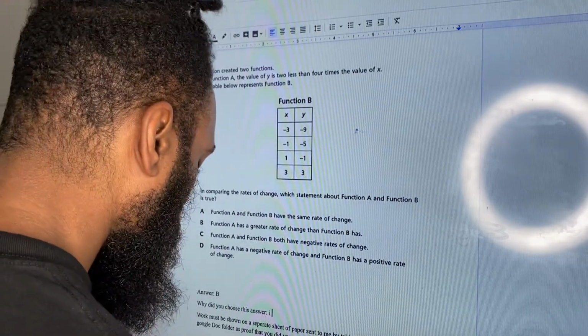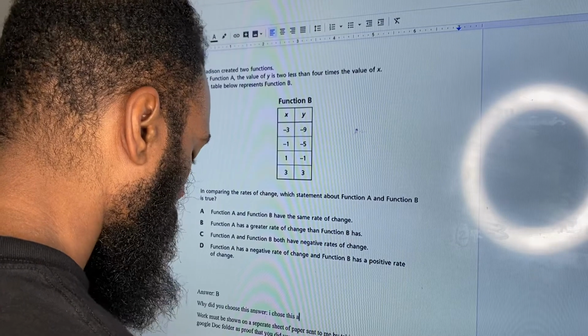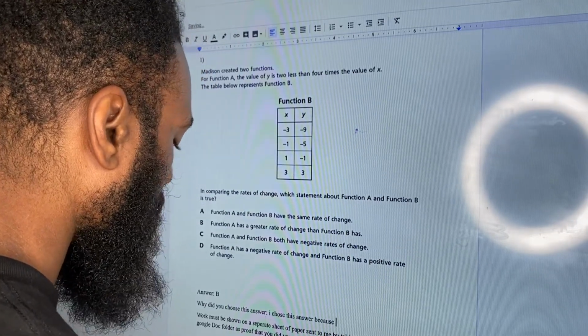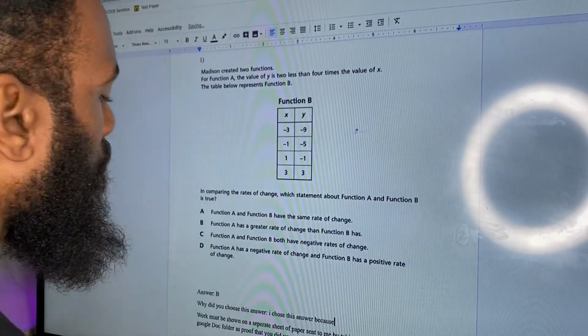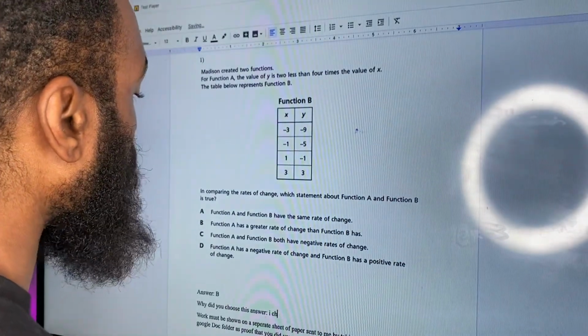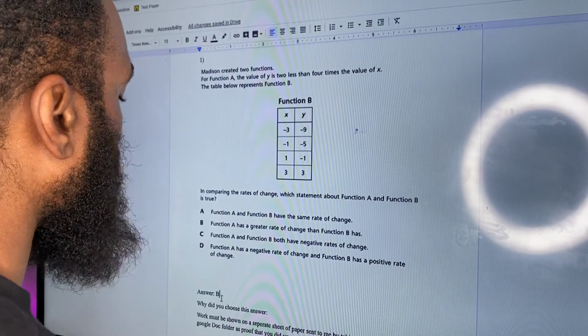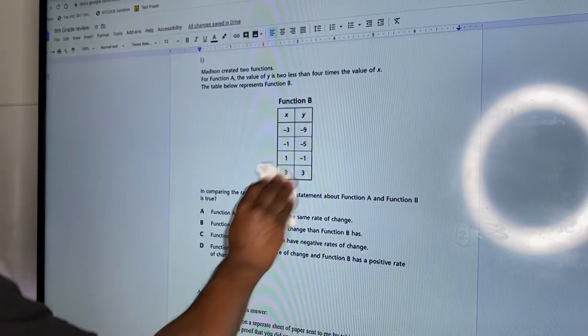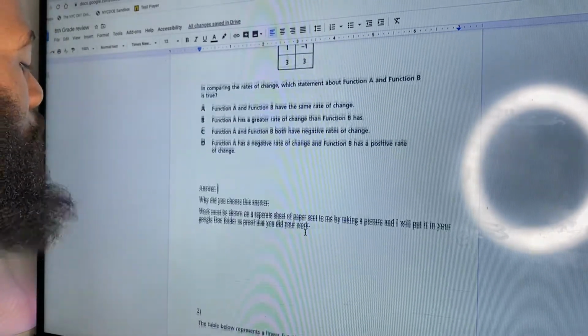I chose this answer because... whatever. I feel like in this situation, showing your work would be easier. Explaining would be a lot of writing, so that's up to you. I'll move on to the second question. I'm only doing 2, then I'm moving on.